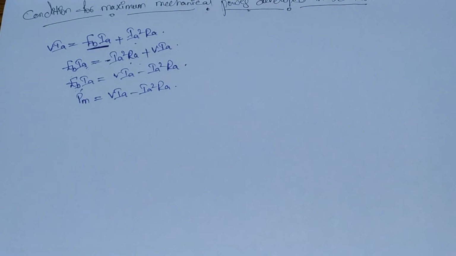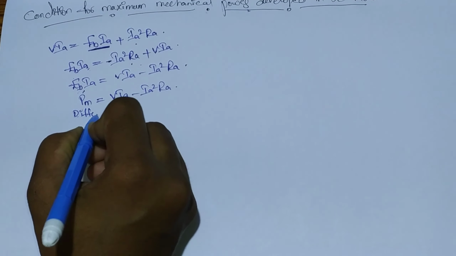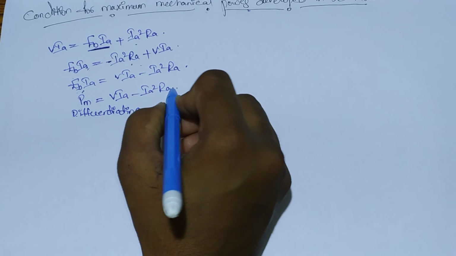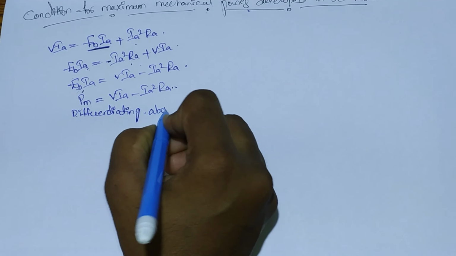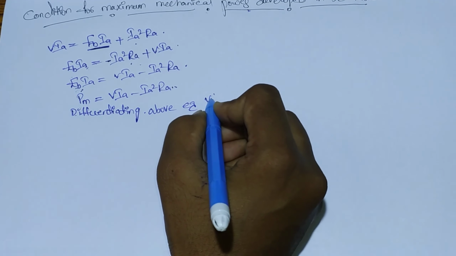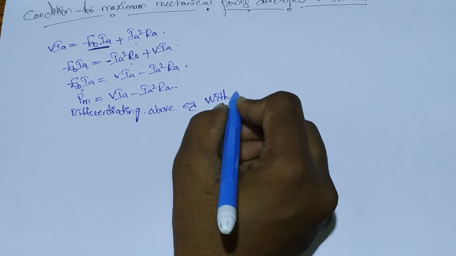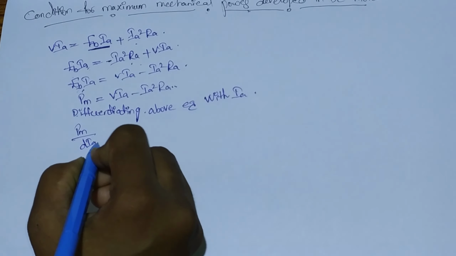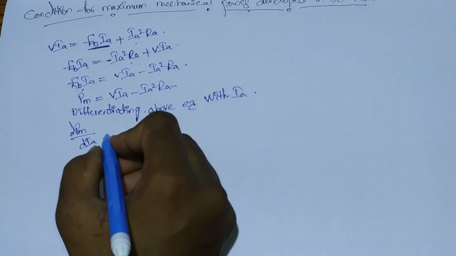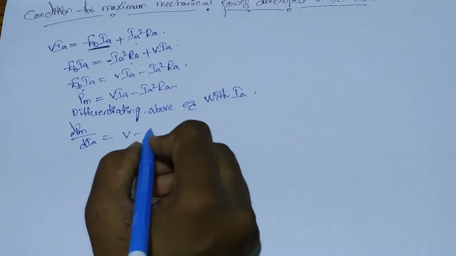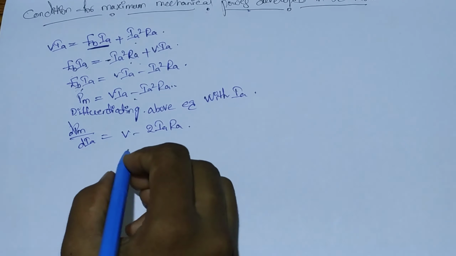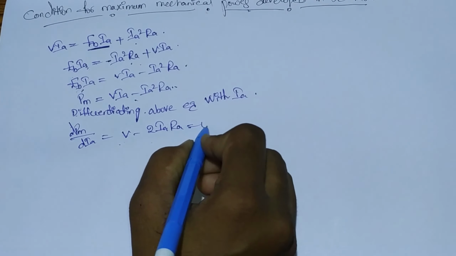So from this equation, I am differentiating this above equation with respect to IA. What we get? dPM by dIA equal to what we get? V minus 2IA RA. By differentiating this equation, we can get V minus 2IA RA equal to 0.